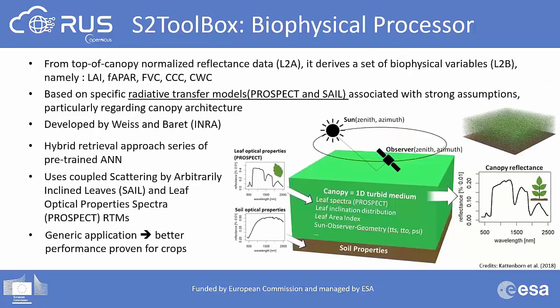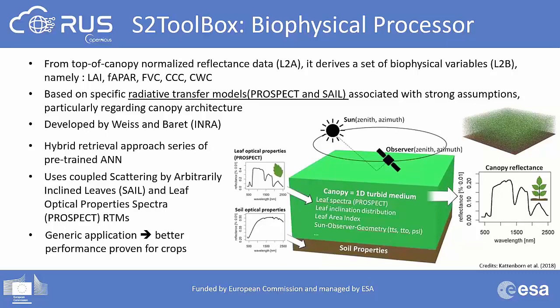All of the variables that we have just described can be derived using the Sentinel-2 SNAP toolbox biophysical variable retrieval algorithm that was developed by Marie Weiss and Fred Baret from INRA. The algorithm consists of multiple artificial neural networks pre-trained on reflectances derived from specific radiative transfer models, and these are the SAIL and the PROSPECT models. So SAIL stands for scattering by arbitrarily inclined leaves, and PROSPECT stands for leaf optical properties spectra.